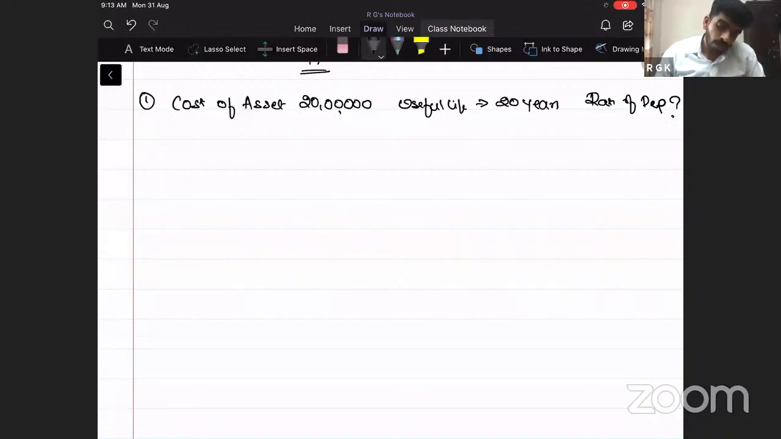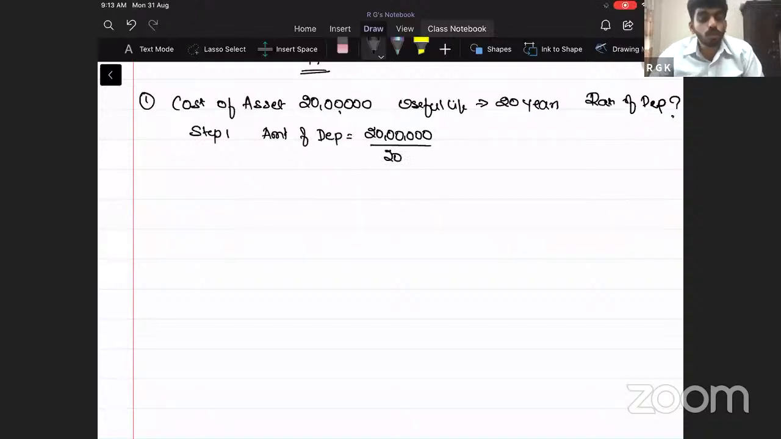Let us try. When this type of question is asked, you should do two things. One is compute amount of depreciation, step number 2, compute rate of depreciation. Step 1, amount of depreciation is equal to 20 lakhs divided by 20 years. Why? There is no scrap value, so scrap value will be 0. Something subtracted by 0 will be the same amount. So 20 lakhs divided by 20, per year your depreciation will be 2 lakh rupees.